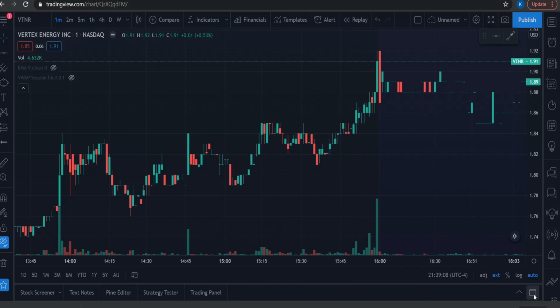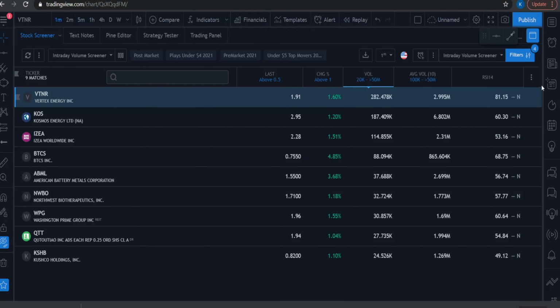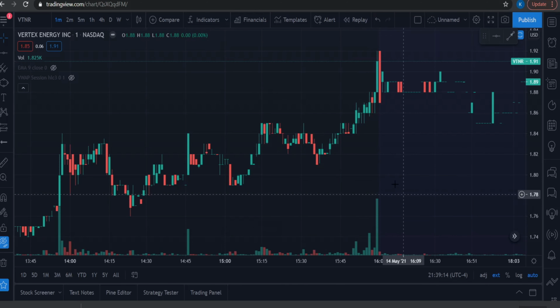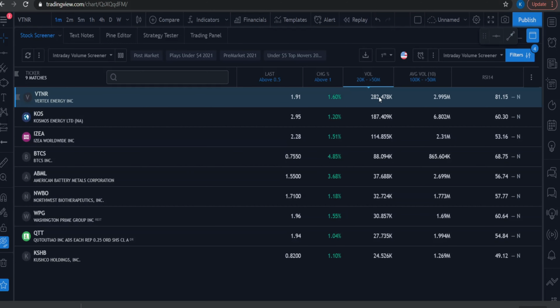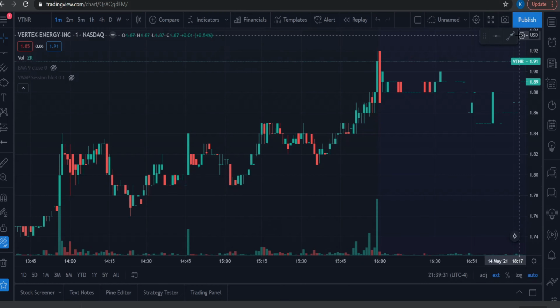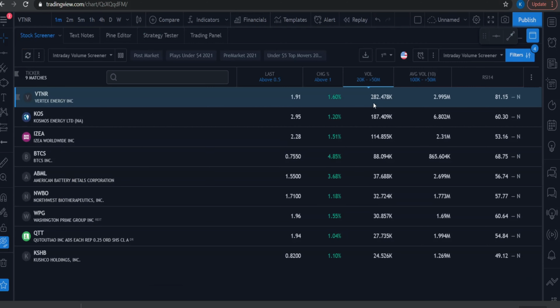What that scan is going to show me, this 282,000 shares traded, is this volume spike right here. These are the volume candles at the bottom. This volume spike right here is what this scan is telling me. It's telling me that VTNR just had a 1.6% move in the last minute, and it was a 282,000 volume traded candle. So we go over, we look at this volume right here. You can see over on the left side, again, 282,000 shares traded on that candle. So that's a 1 minute scan.